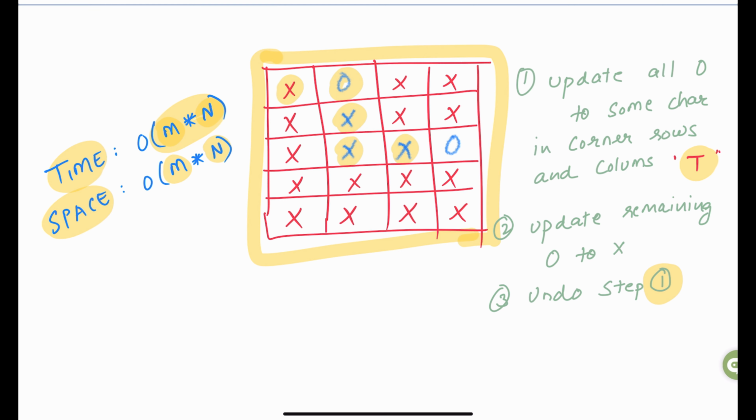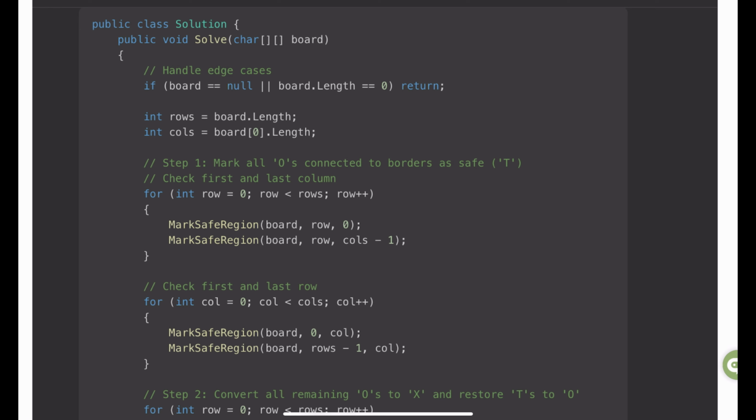Let me show you how we can implement this using C#. Here is my C# solution. I've broken the solution down into multiple steps. The first step is to iterate through the first and the last column and update all of the O's to the safe character T. I am calling this MarkSafeRegion method, which takes care of the update.